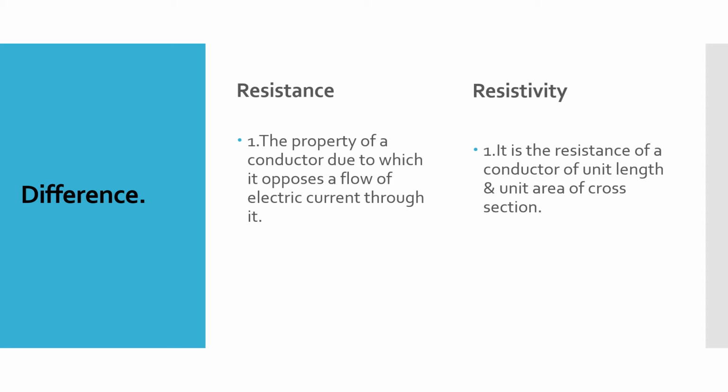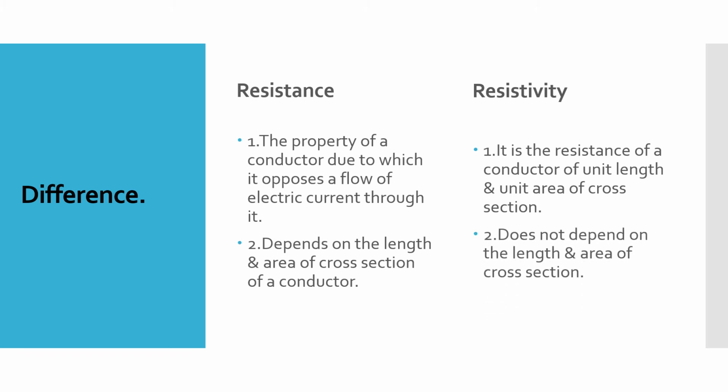These are the formulae for resistance and resistivity. Resistance depends on the length and area of cross section of a conductor. R is directly proportional to L and R is inversely proportional to A. You know this, and therefore resistance depends on the length and area of cross section.